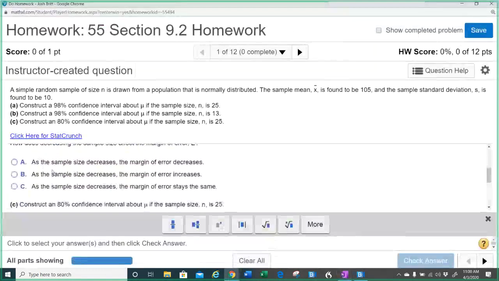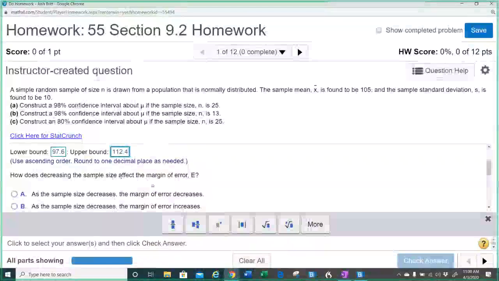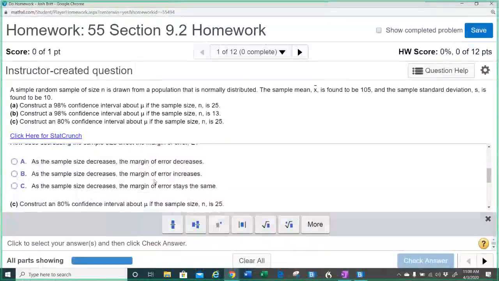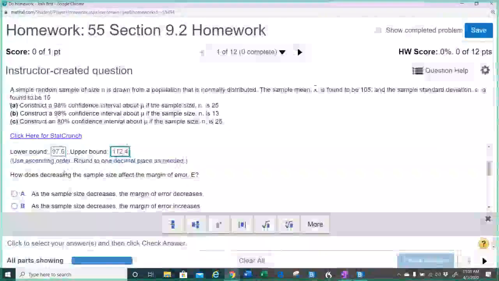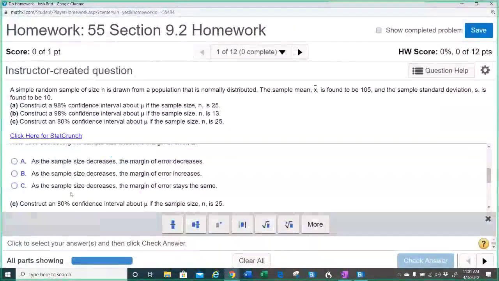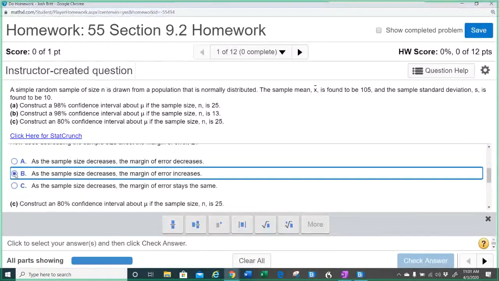All right, so how does decreasing the sample size affect margin of error? So decreasing sample size would increase margin of error. So let's go back over here. Decreasing sample size, if this goes down, we're going to change this so it goes up. So decreasing sample size increases margin of error. So as sample size decreases, margin of error increases. So that would be B.